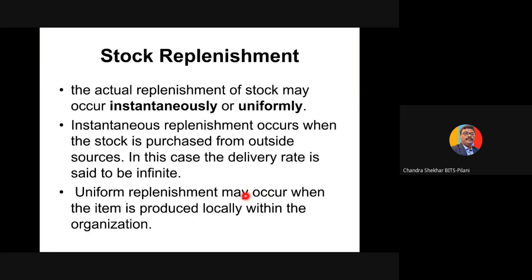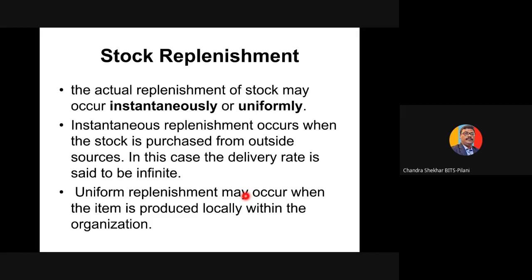Then we have the stock replacement. Whenever we have demand, we are utilizing the inventory, which means the inventory is decreasing. So by some means we have to replace the inventory. That is the stock replacement. The actual replacement of the stock may occur instantaneously or uniformly. Instantaneously means by purchasing the item from the market, or uniformly means by producing the item in an in-house facility.